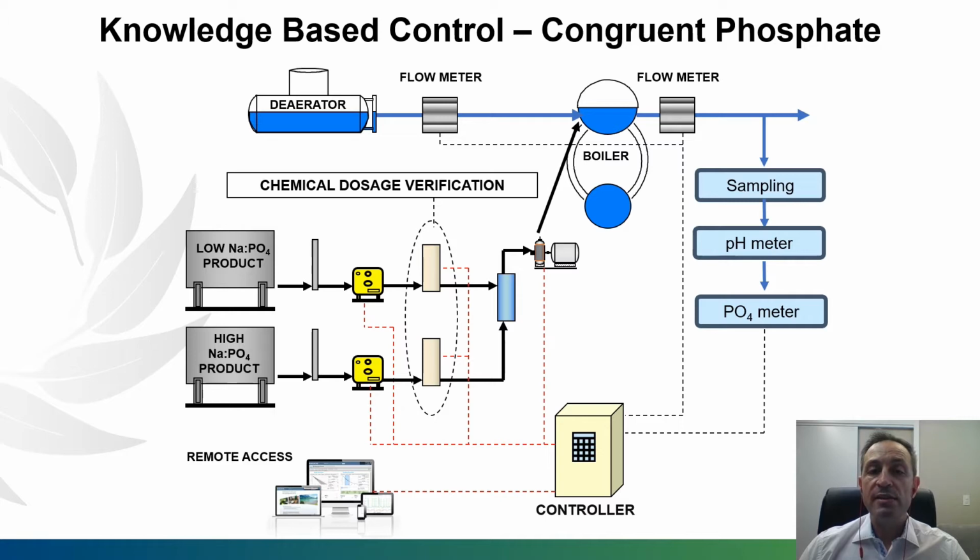So all this data is then calculated in special algorithms in this controller, which will give a response to the chemical dosing pumps to adjust automatically the necessary dosage rates for either product, even if it's necessary to zero one of the products, but this is done automatically by the controller.